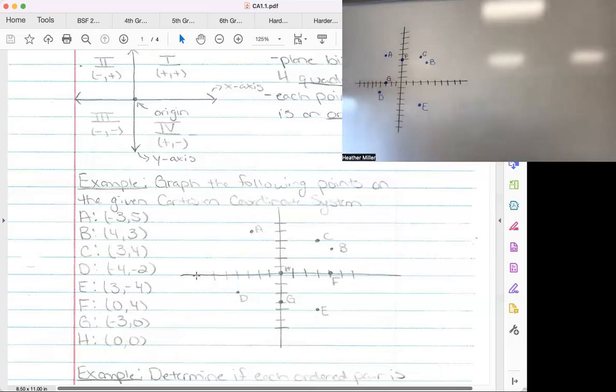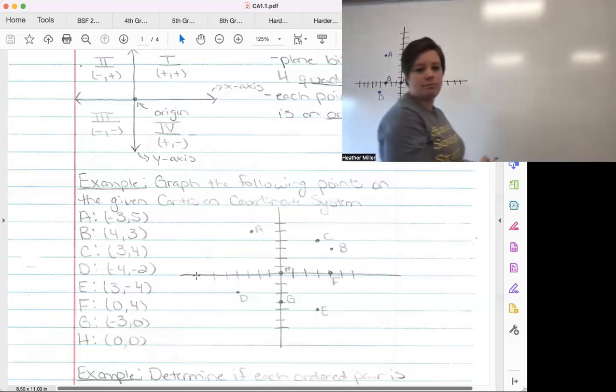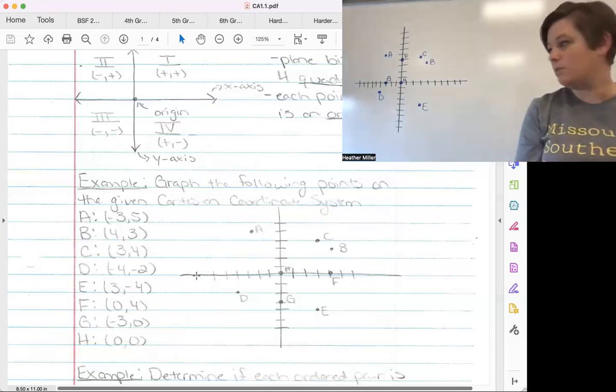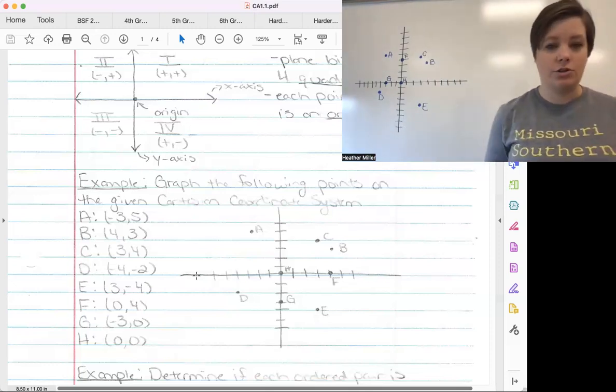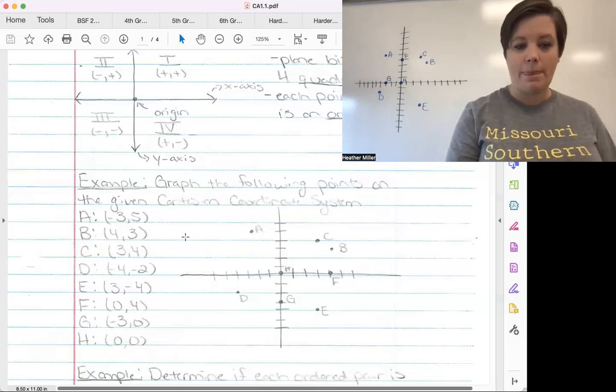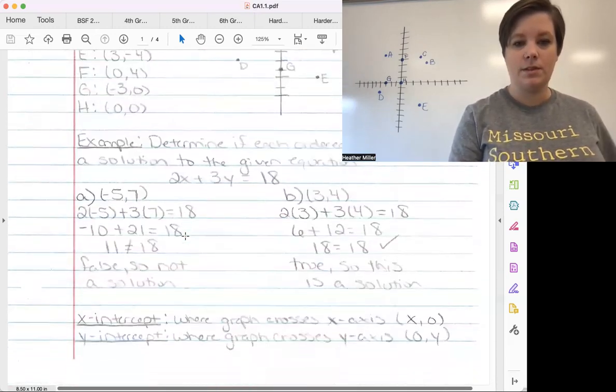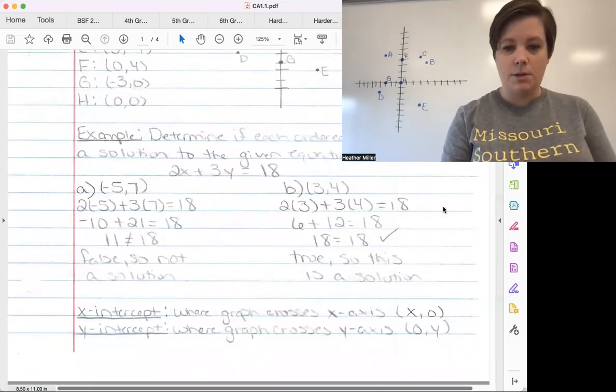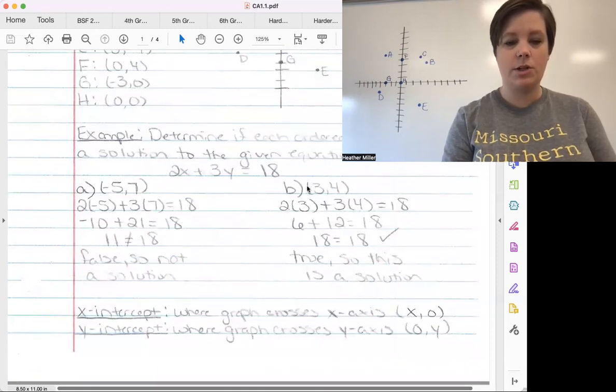So there's G. And then H is 0, 0. So we don't move left or right. We don't move up or down. We stay right here at the origin, which is the point 0, 0. And that's how we're going to plot points on the Cartesian coordinate system. So let's see if I can block some of the work here.